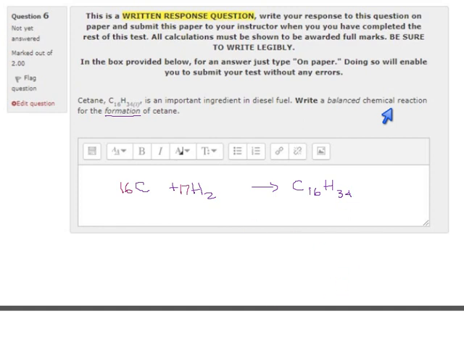And I'm a little bit lax about this, but let's do this nice just because the reaction is the entire question. Carbon at standard temperature and pressure is a solid. Hydrogen at STP is a gas. And cetane, we are told, is a liquid, which makes sense because it's part of diesel fuel.